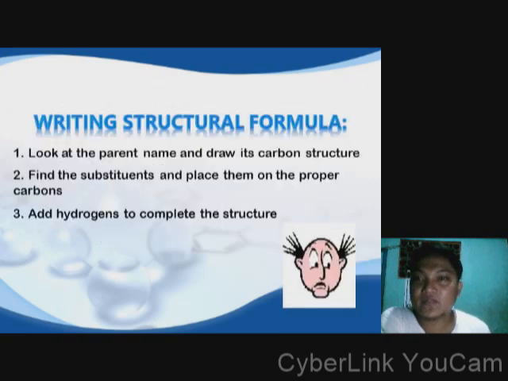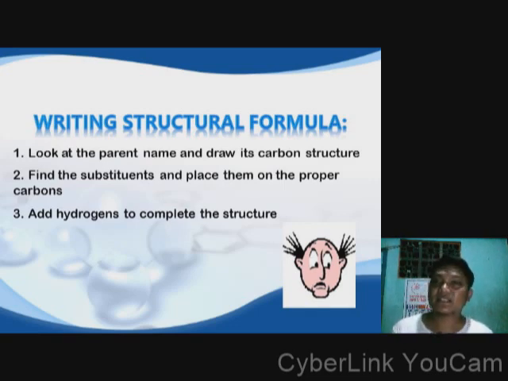Next, writing structural formula. What I discussed earlier is just a review, because we already finished it in our regular class. So, writing structural formula: number one, look at the parent name and draw its carbon structure. Next, find the substituents and place them on the proper carbons. Number three, add hydrogens to complete the structure.